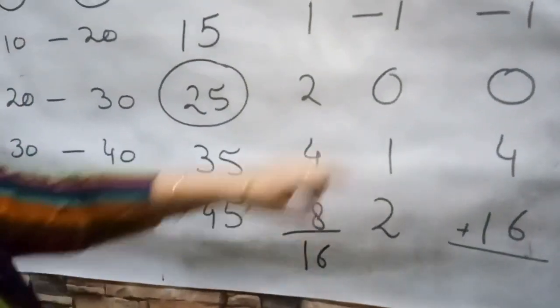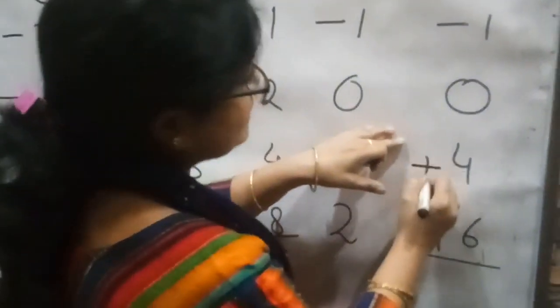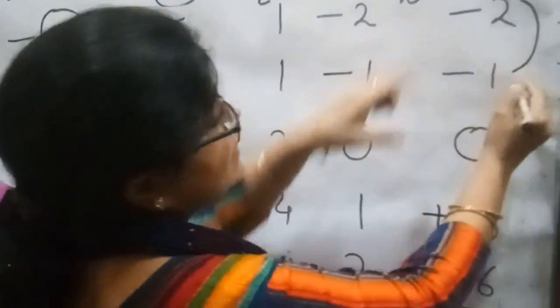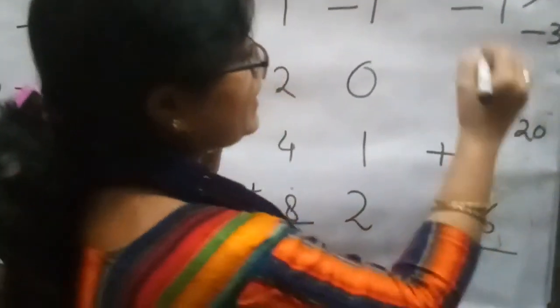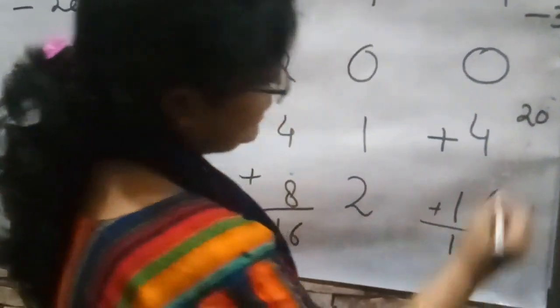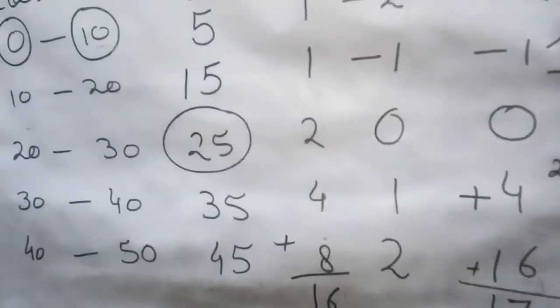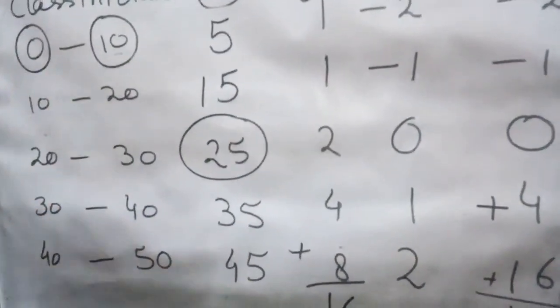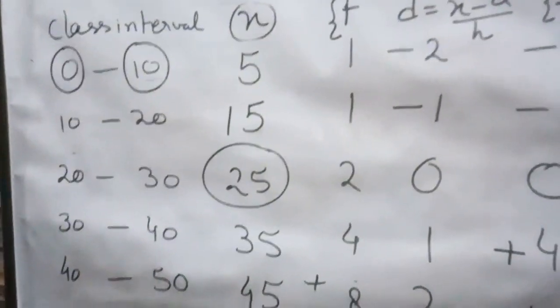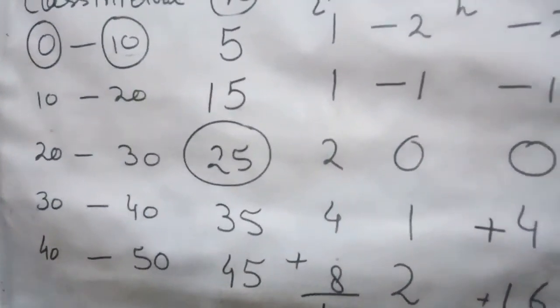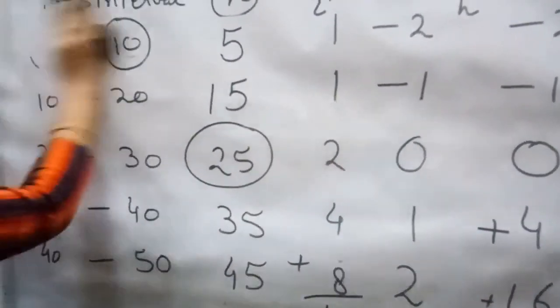Clear? Here they have plus sign and they have negative sign. That means it is minus 3 and it is 20. 20 minus 3, that means we have 17 over here. Now just write it down, and after that I am going to tell you how you will find the mean. Okay, I am coming on the question.